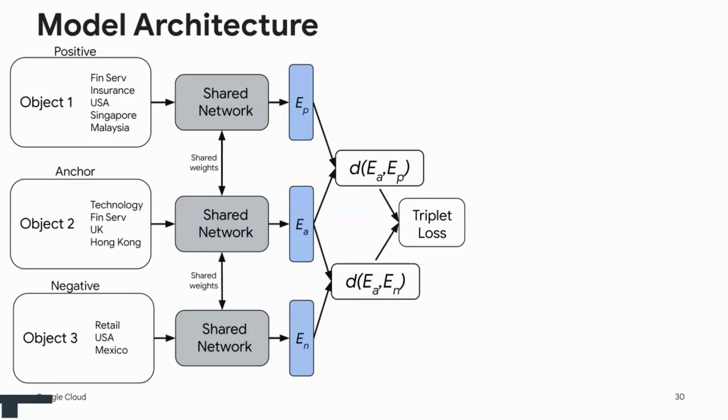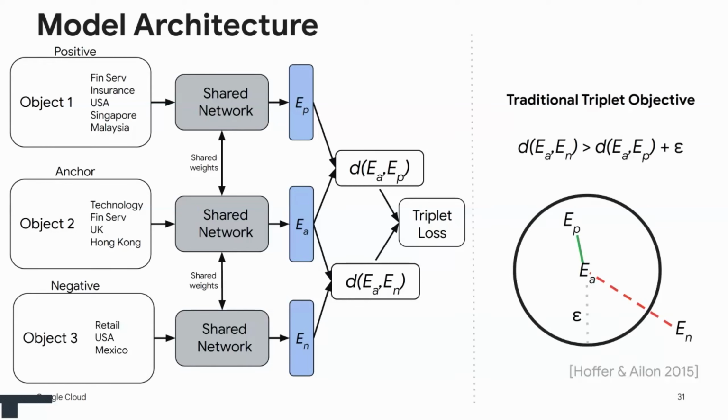In practice, triplet loss is pretty simple. Essentially what it does is it enforces that the anchor and the positive are closer together in the embedding space than the anchor and the negative, subject to some margin parameter epsilon here. So we have like an epsilon radius around the anchor, and you want the positive within that radius. Cool.